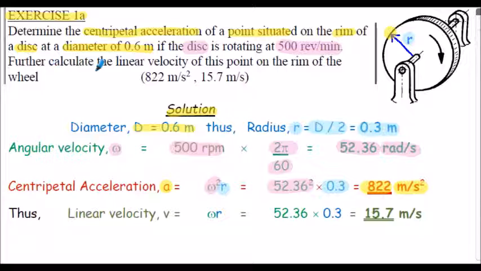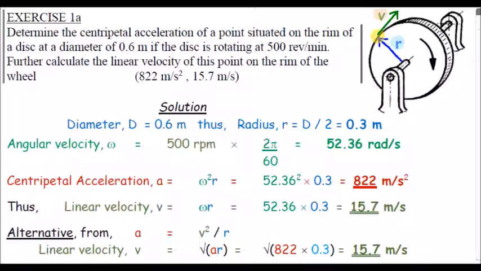The question also wanted us to calculate the linear velocity at this point on the rim. So in other words, find this velocity here. So linear velocity v we can calculate from the formula omega multiplied by r. Inserting the values, linear velocity v at the rim of the flywheel is 15.7 meters per second.